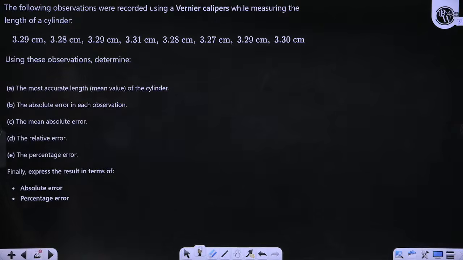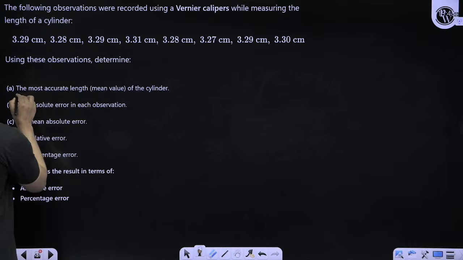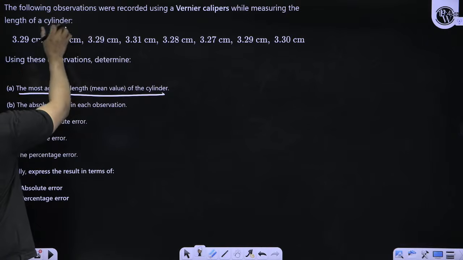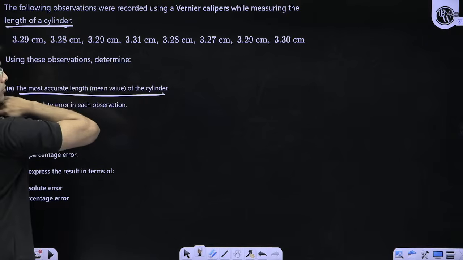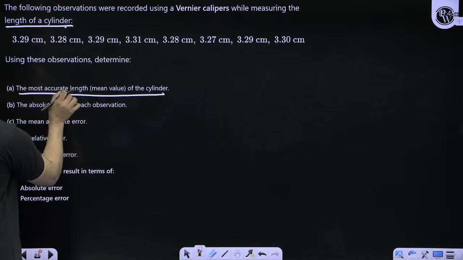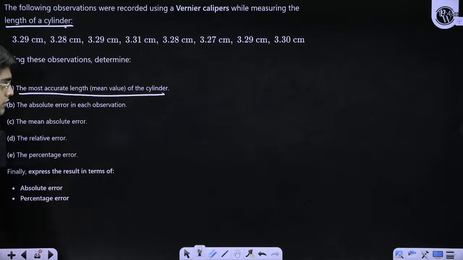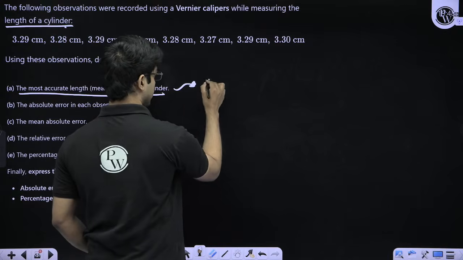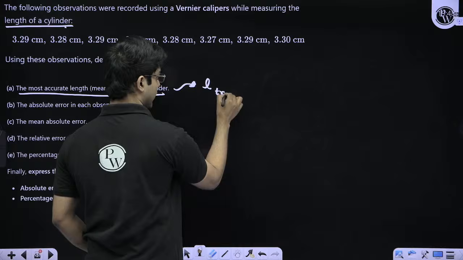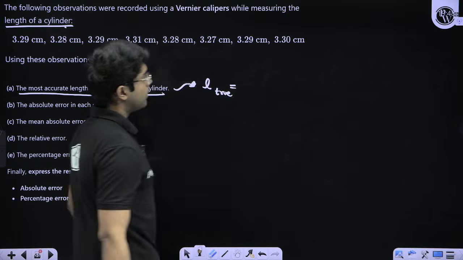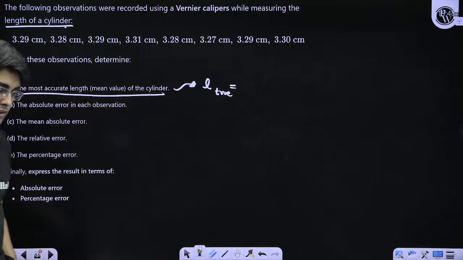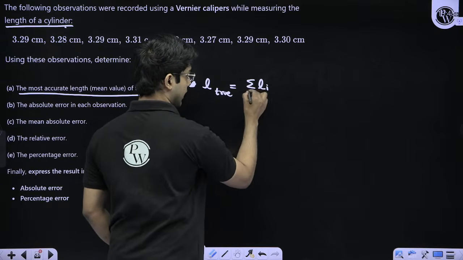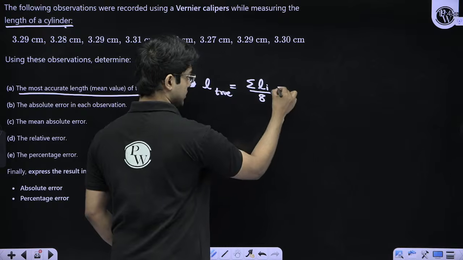Yes. So first thing is, what is the most accurate length of the cylinder? All of this is a length of a cylinder that was measured using a vernier caliper. First question is, what is the most accurate length of the cylinder? Which is, in short, they're asking the mean, the true value. So the process is, we have to find the average of all these lengths, right? So you have to add up all these lengths and divide it with the number of observations, which is 8.